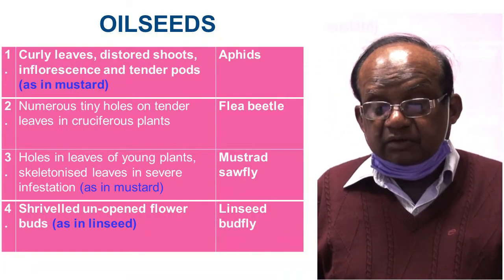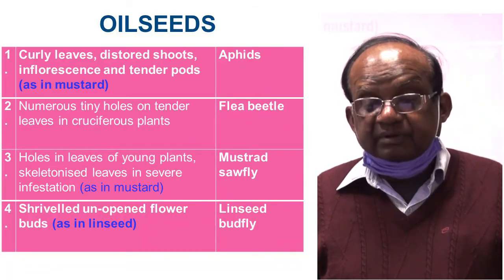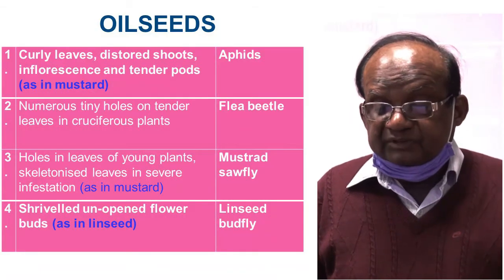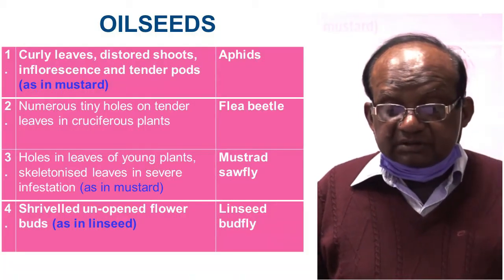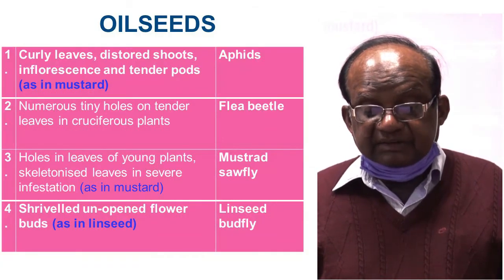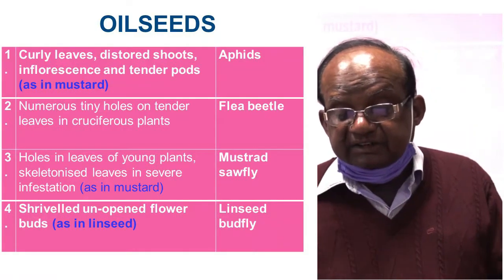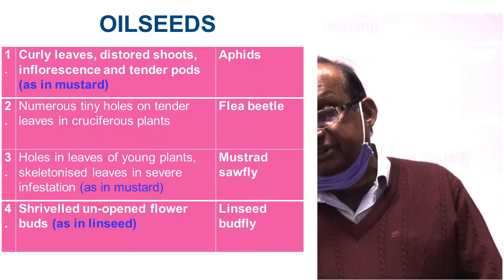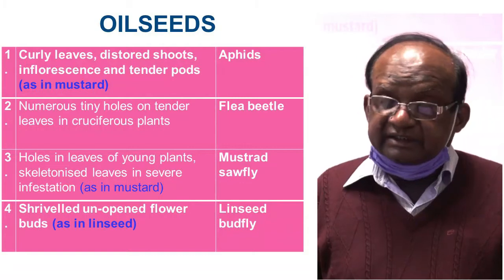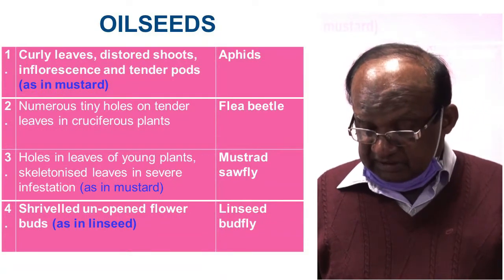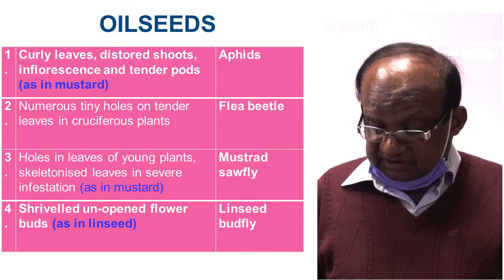Numerous tiny, small holes on the tender leaves in cruciferous crops like mustard indicate the attack of flea beetle. If there are holes in leaves of young plants, and sclerotinized leaves in severe infestation, as in mustard, it indicates the attack of mustard fly. Then swelled and opened flower buds, as in linseed, indicate the attack of linseed bud fly.